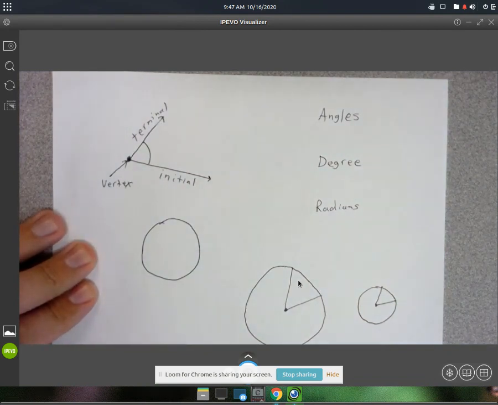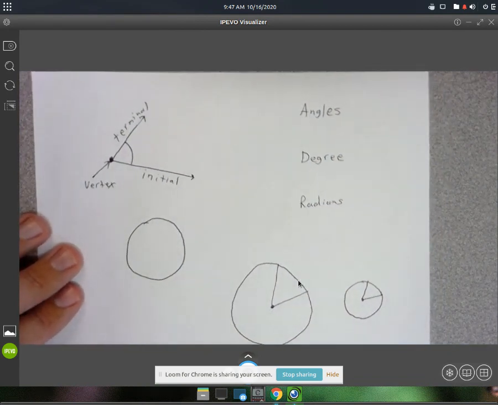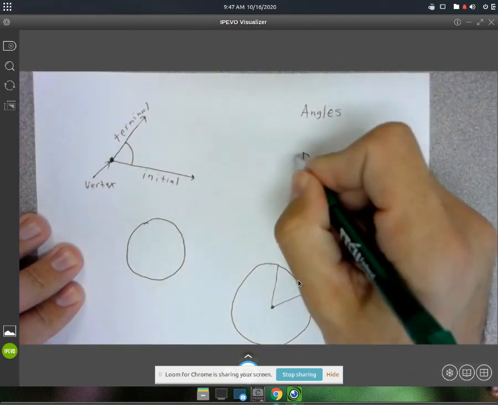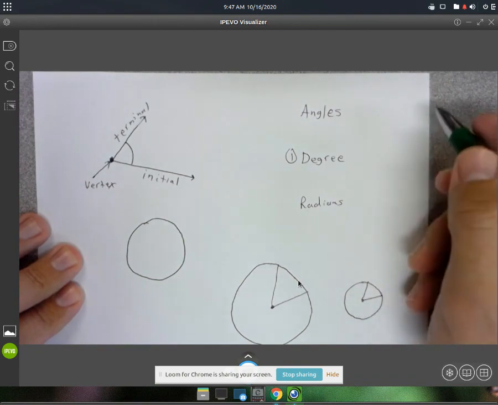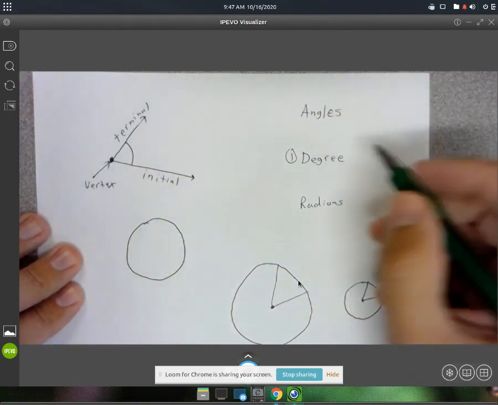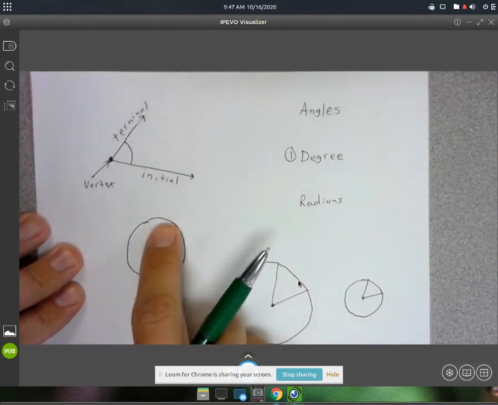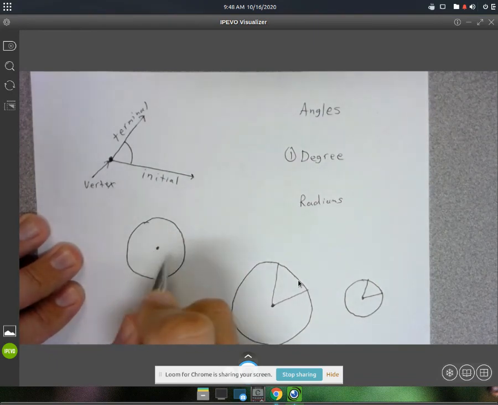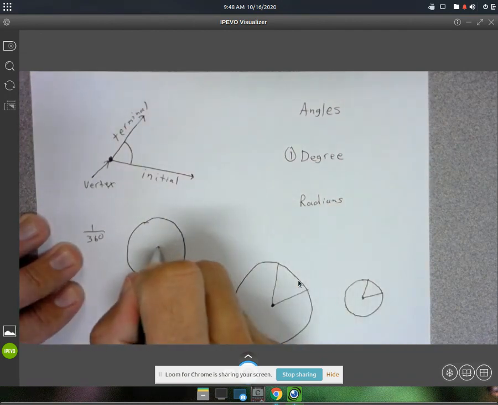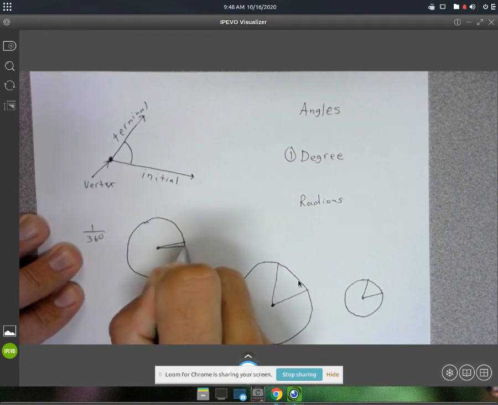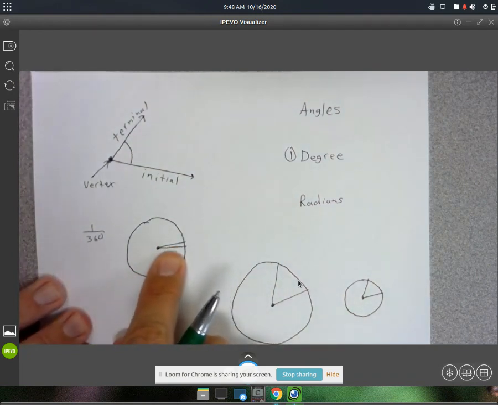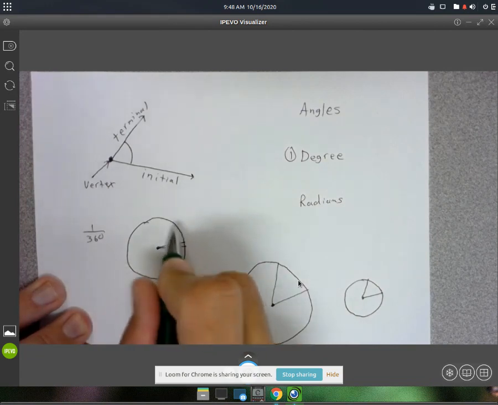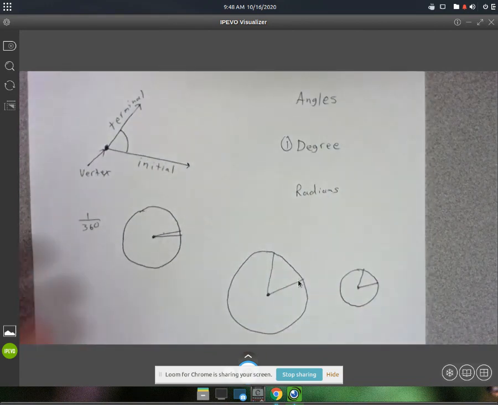Now we measure the angle two ways. The first way, and the most common one, is degrees. As you know, there's 360 degrees that make up a circle. A degree is 1/360th, a little bitty slice of a circle. It's a really tiny slice, but basically there's 360 of these little angles that make up a full circle. So degrees are one way that we measure how big an angle is.